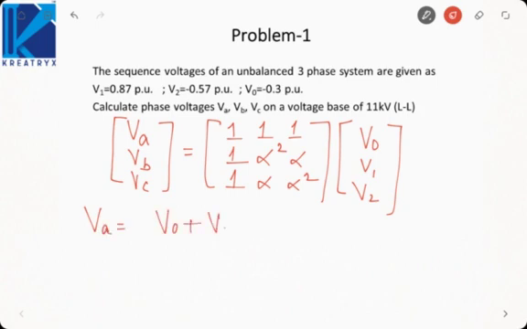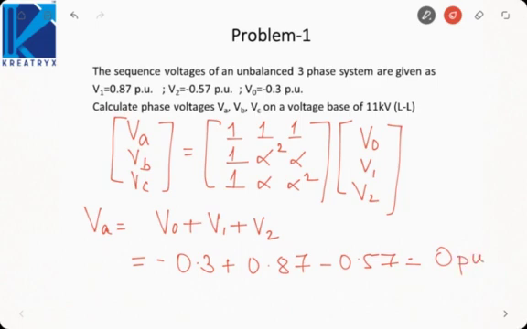That means VA will be V0 plus V1 plus V2, which will be minus 0.3 plus 0.87 minus 0.57, which is equal to 0 pu. So VA will be 0. VB will be V0 plus alpha square V1 plus alpha V2.